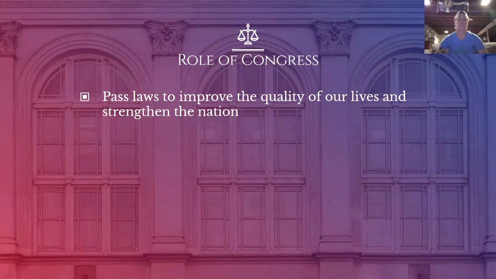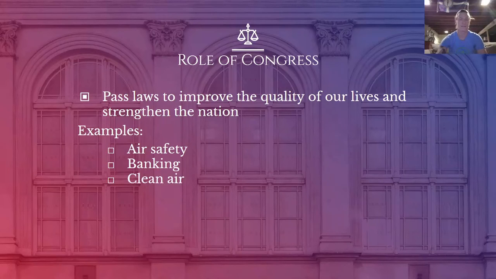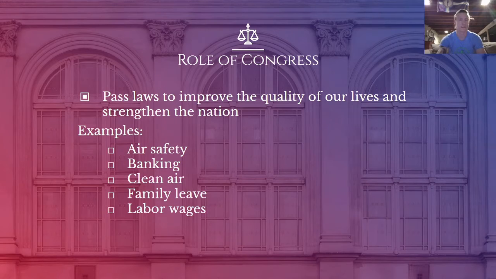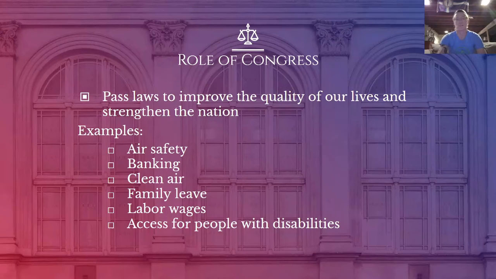Role of Congress: pass laws to improve the quality of our lives and strengthen the nation. An example of this would be air safety, banking, clean air. Banking is a really good example when we talked about the 1920s. Oh, sorry, that's 8th grade. Clean air would be maybe when we're thinking of the Industrial Revolution, where people are starting to use coal and steam. Family leave, labor wages, a whole bunch of things. Anything that might impact our daily lives that might need a little bit more oversight, Congress has a little bit of power to make sure that's being assessed, especially things like access for people with disabilities.